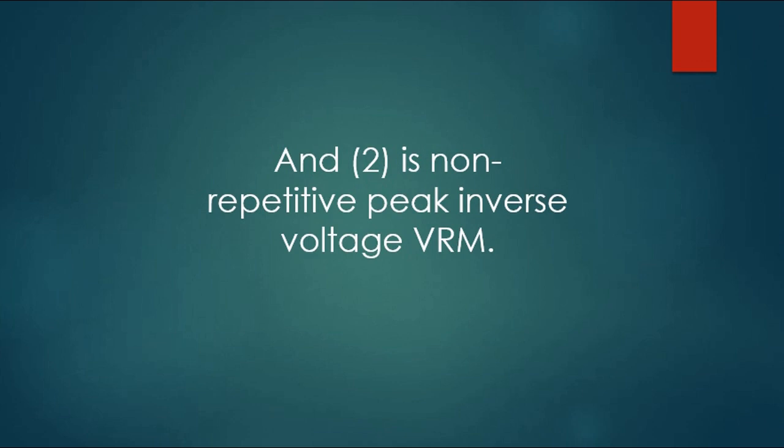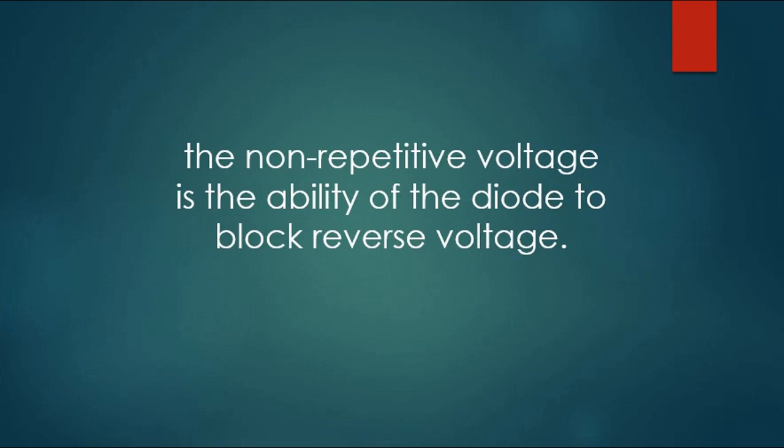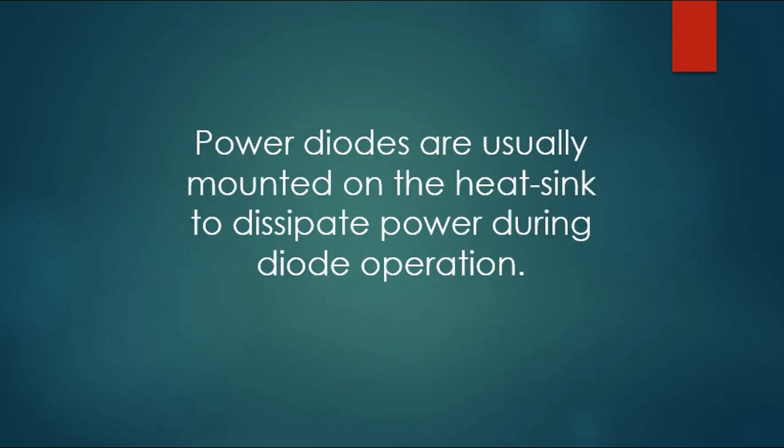Repetitive peak inverse voltage and non-repetitive, their difference is that one will allow the AC current to come in and convert it to DC, while the other one will not allow that current or voltage to return back to the source. It will block it. It works as a blocking mode, in terms of reversing the voltage. That is why I say the repetitive and non-repetitive voltage is the ability of the diode to block reverse voltage, and that is what it does.